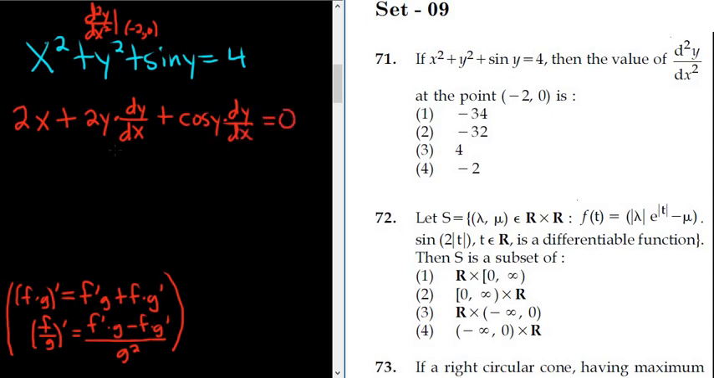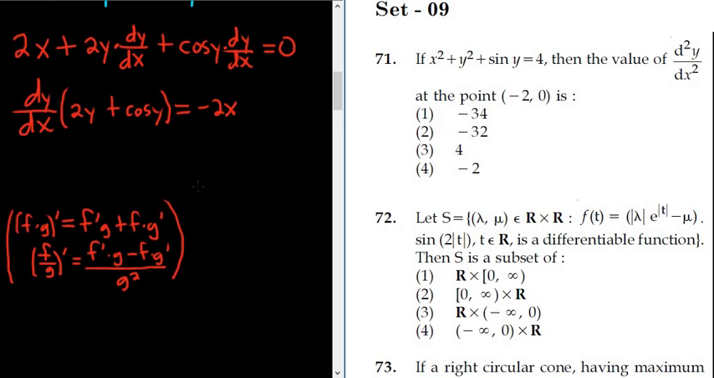So now we'll solve for dy dx, so we'll pull out dy dx. We're left with 2y plus cosine y, and then we can subtract the 2x, so we get negative 2x. To finish solving for dy dx, we end up with dy dx equals negative 2x over 2y plus cosine y, just dividing by this piece here. Okay, we need the second derivative now, so we've got to take the derivative again.